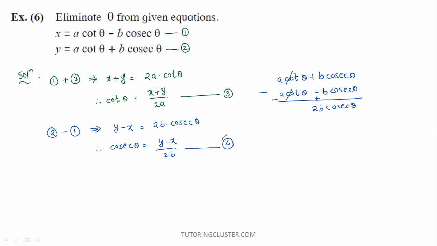Now we know that 1 plus cot square theta is equal to cosec square theta. What we have to do? We have to eliminate theta. So 1 plus, what is cot theta? We have found out (x plus y upon 2a) whole square, which is equal to, what is cosec theta? (y minus x upon 2b) whole square. So this is how you can eliminate.